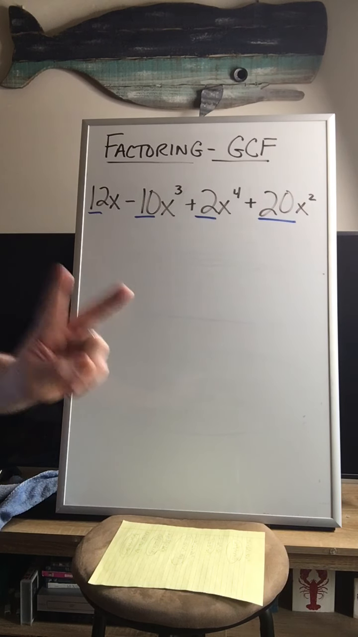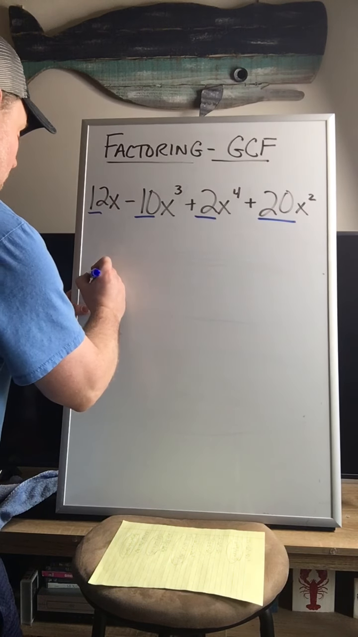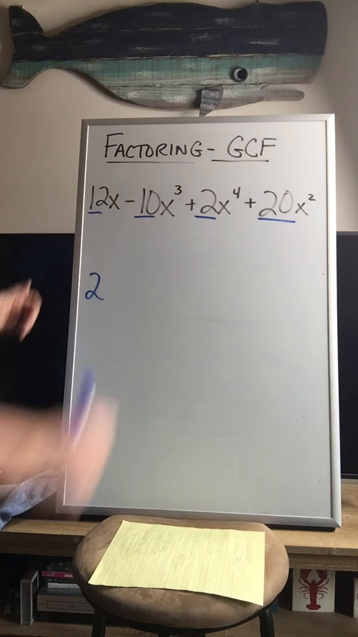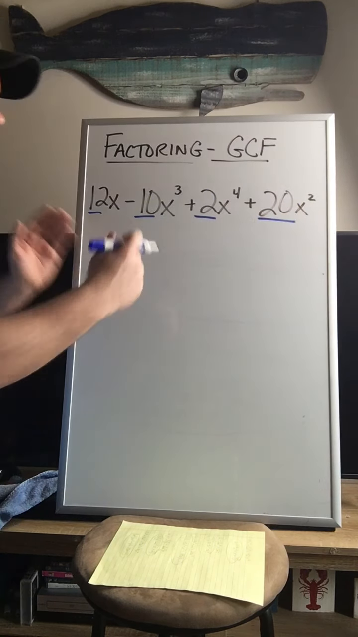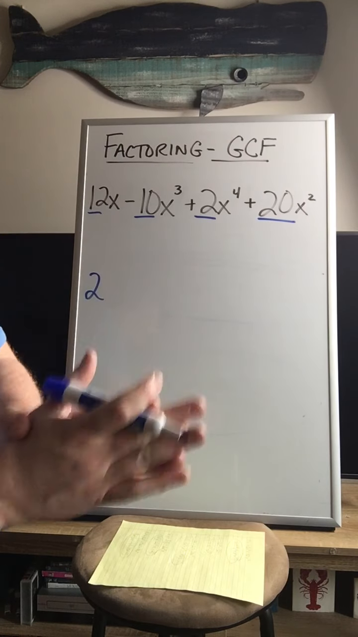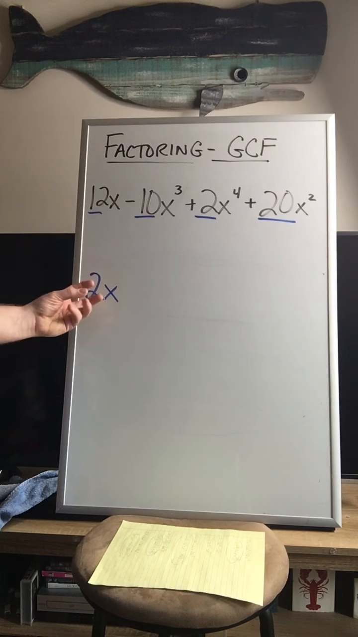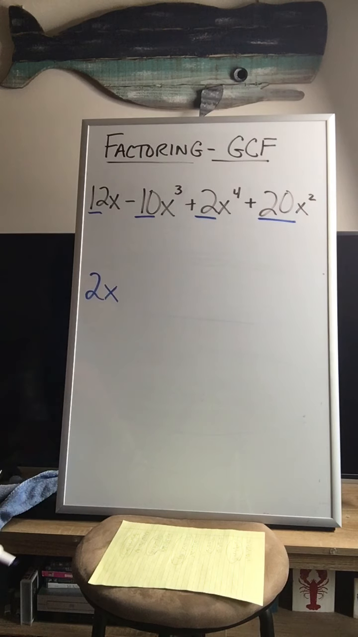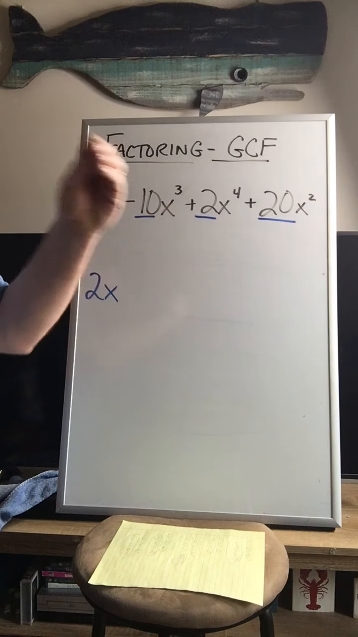2, right? 2 goes into itself, and 2 divides into all those other numbers. So that is going to be part of our GCF. Now look at the variables. Do they share any variables? Well, this one has an x, and then an x to the third, x to the fourth, x to the second. So they all have at least one x. So that can be part of my GCF. For the variable part, it's really the smallest power that they all have in common that you're going to be taking. So that's going to be my GCF. The 2 goes into all of them, and they all have an x.